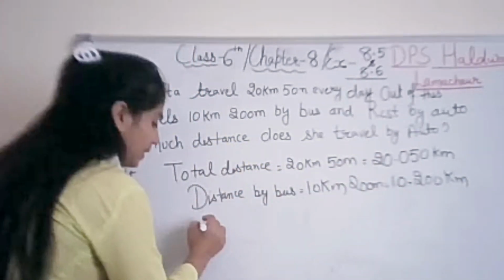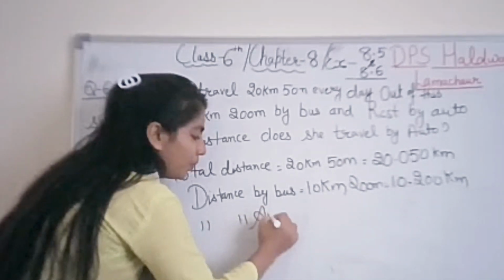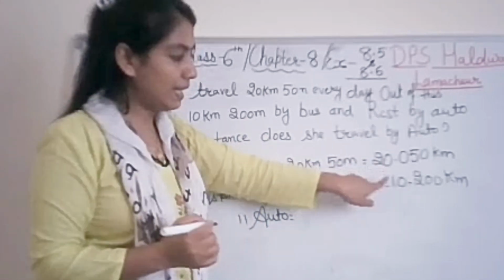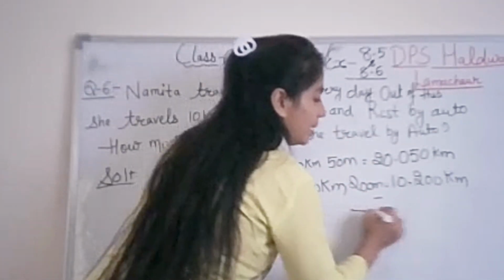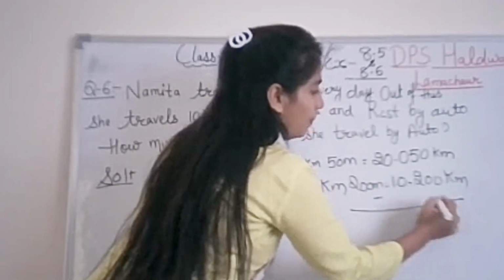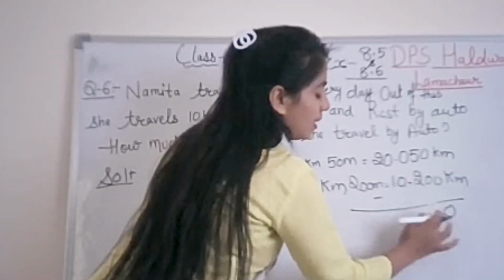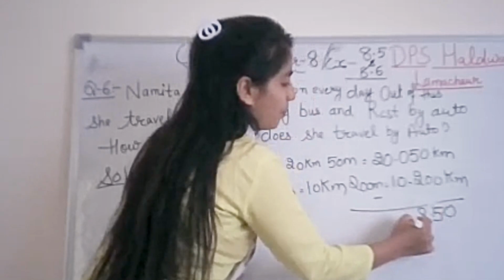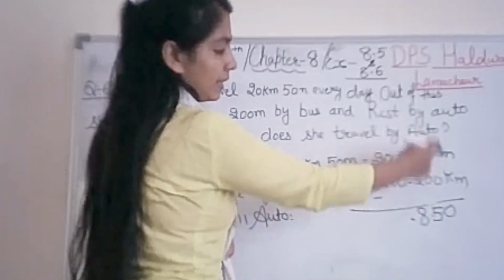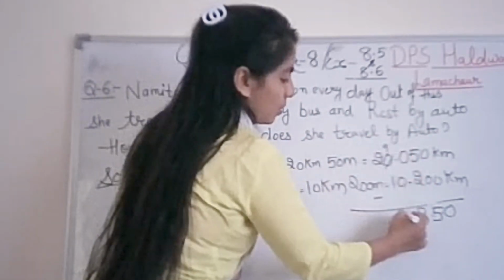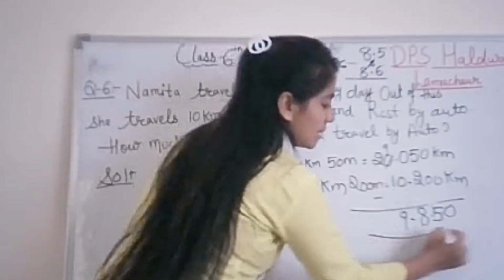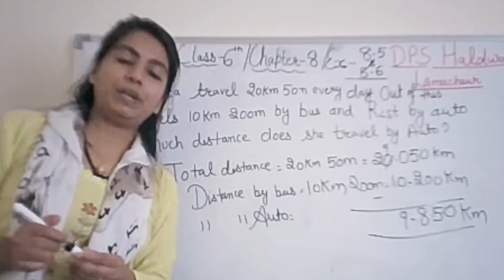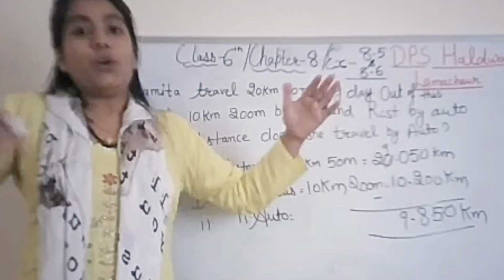Right. Now for the distance by auto we will do subtraction. Right, students? So it is 20 and it is 10, so it is already bigger minus smaller. So 0 minus 0 is 0; 5 minus 0 is 5; 10 minus 2, 8, and a carry here; so 9 minus 0, 9; 1 minus 1, 0. So it means she traveled 9.850 kilometer by auto.